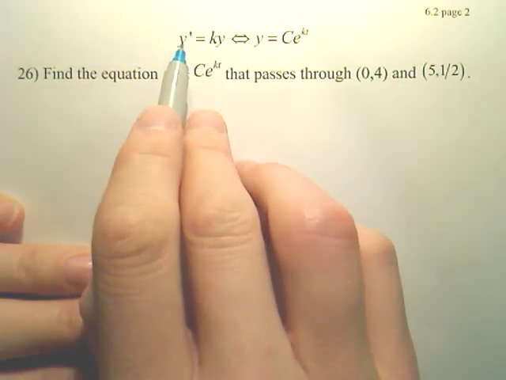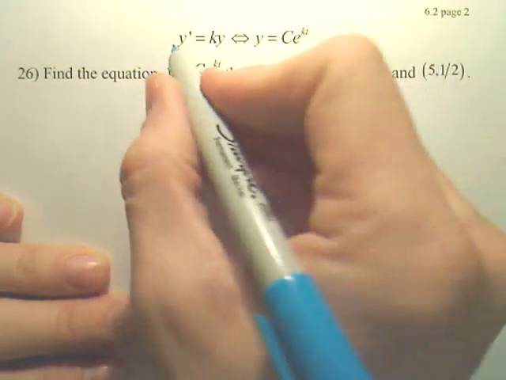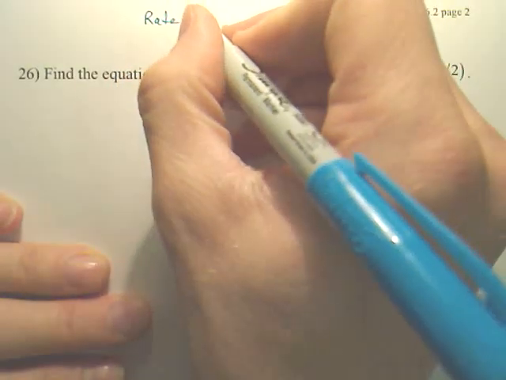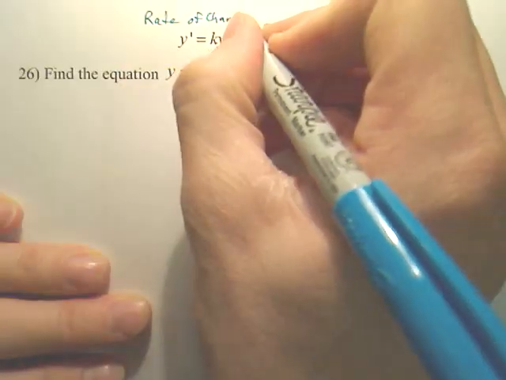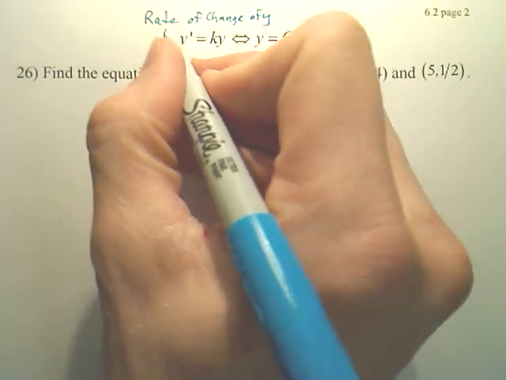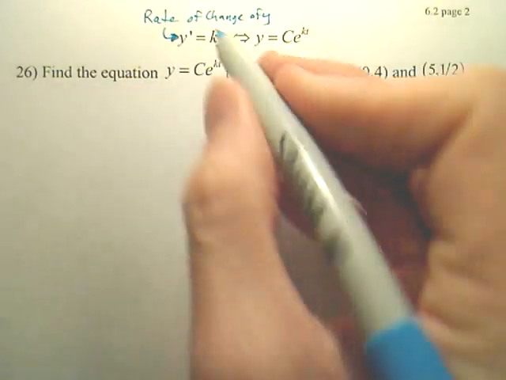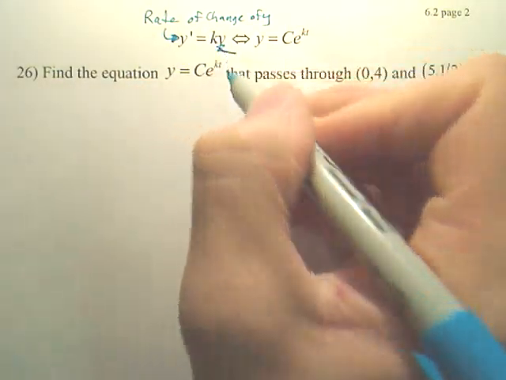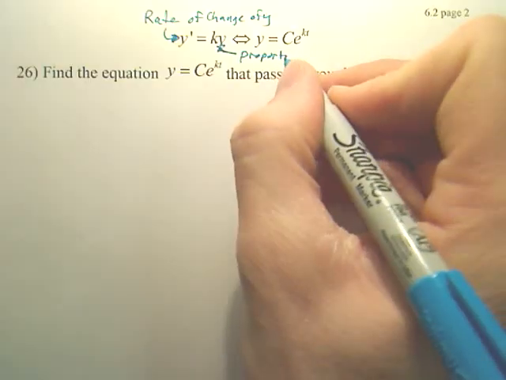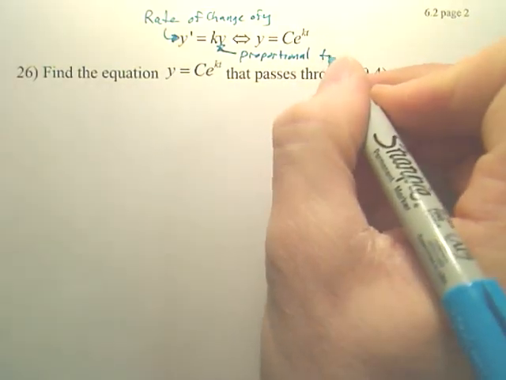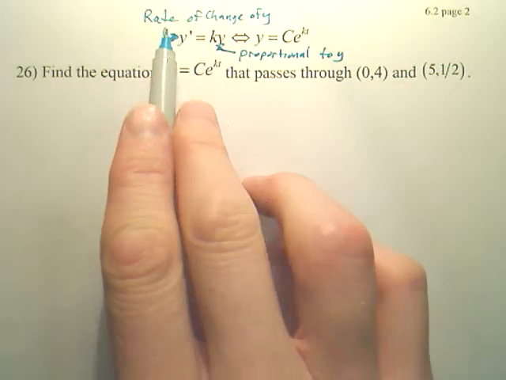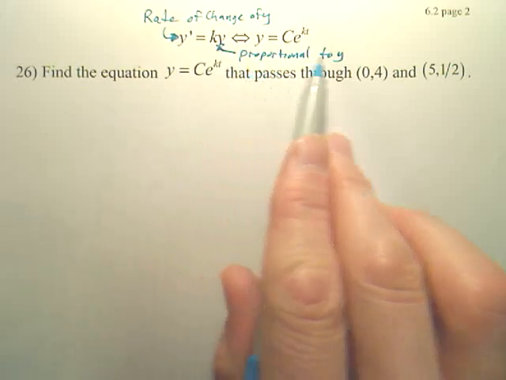Class, whenever you see this, this is saying y prime, which is the rate of change of y, that's y prime, and this is saying proportional to y. So this is saying the rate of change of y is proportional to y.